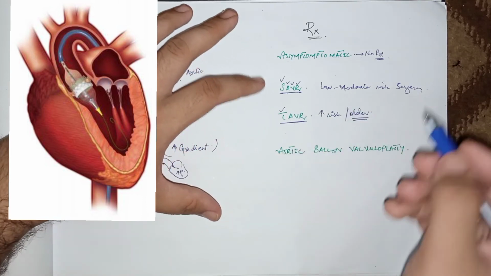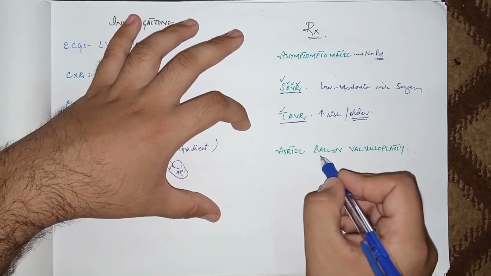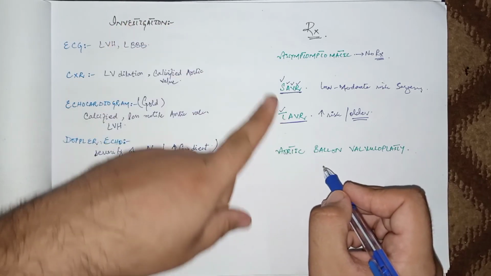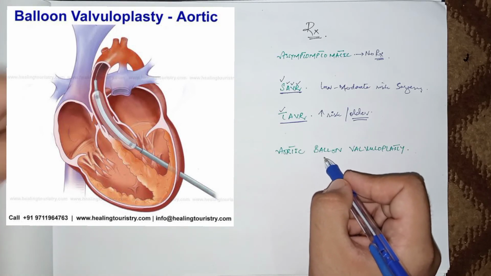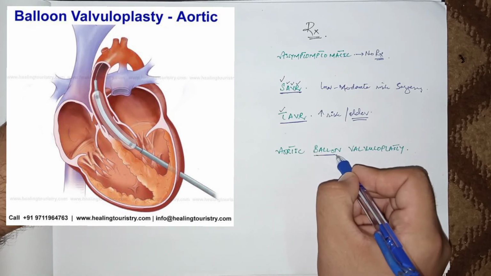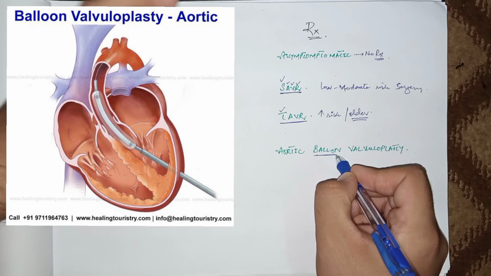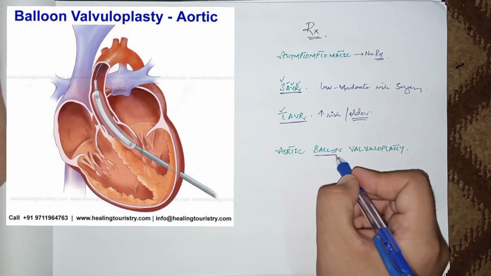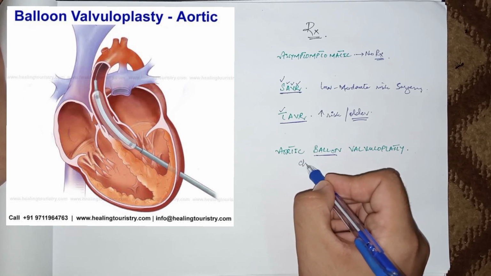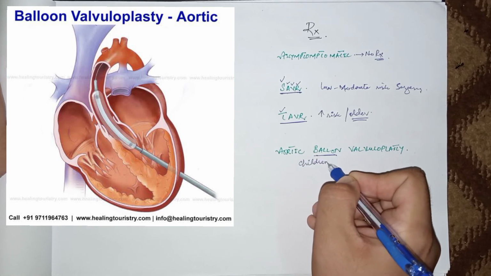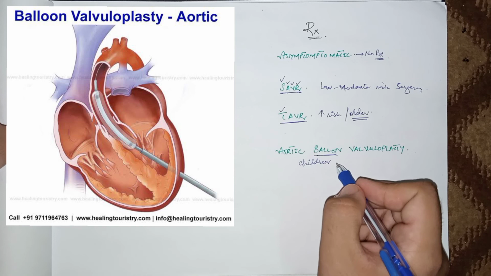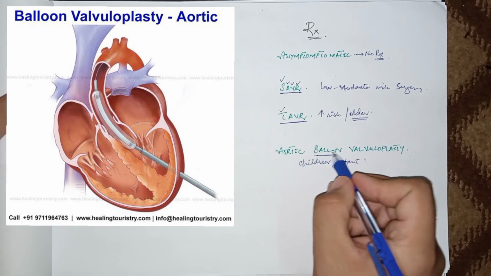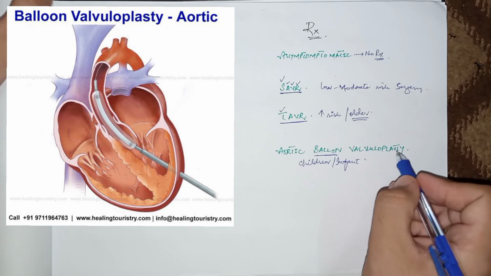And the next treatment option is aortic balloon valvuloplasty. As the name indicates, a catheter is passed through the aortic valve, and there is an inflation and deflation of a balloon. Due to inflation and deflation, the stenotic point is opened by this balloon, and it is usually done in children and infants, in which there is a bicuspid aortic valve. So in children and infants, the treatment option is aortic balloon valvuloplasty.